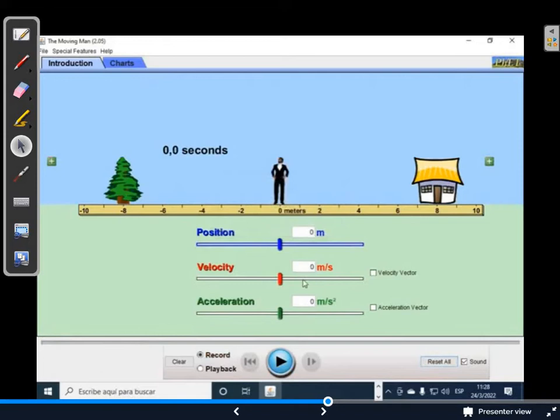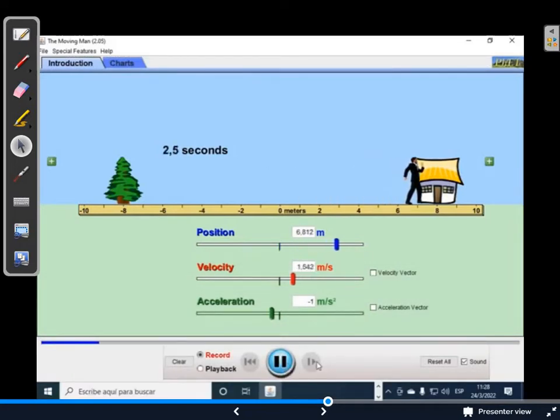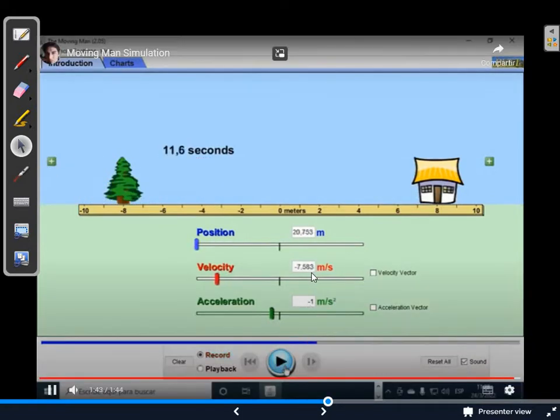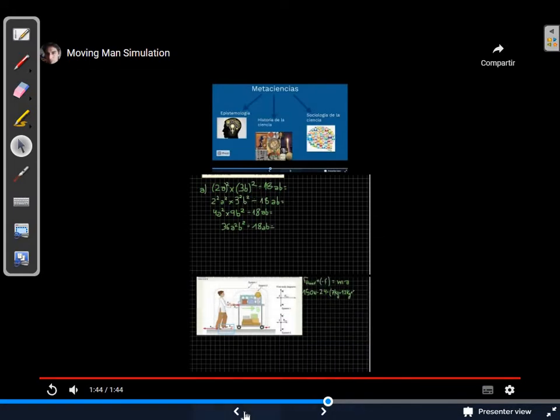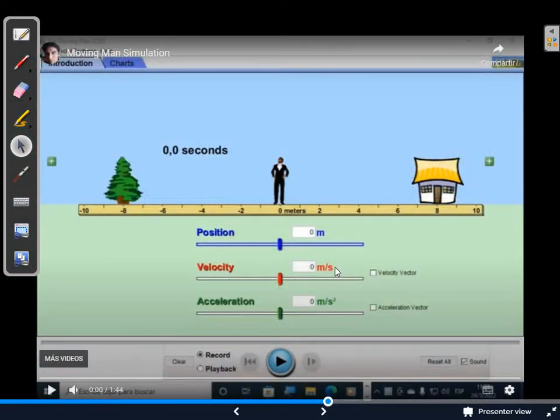But what if I set a positive velocity and a negative acceleration? Here both have different signs. So he starts moving to the right, but now he's slowing down, he stopped, and then he changed his direction. Now he's moving to the left. So what happened here? Well, the velocity tried to have the same sign as the acceleration. By the way, I want you to see the unit of the acceleration compared to the one of the velocity. The unit of the velocity is meters per second, and the one of the acceleration is meters per squared seconds. That is why there is a square there? Well, we'll have a look at that later.